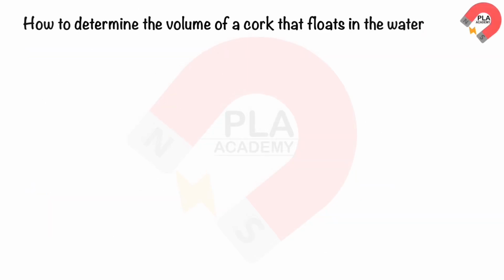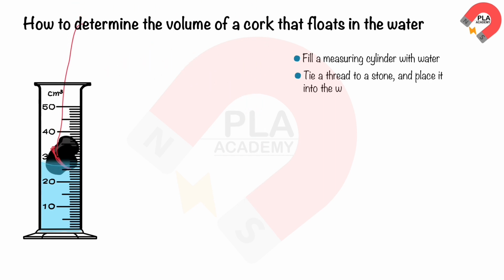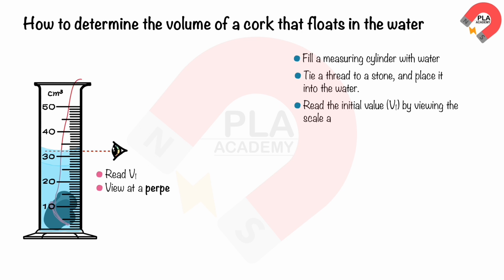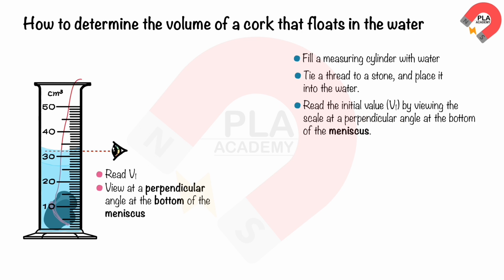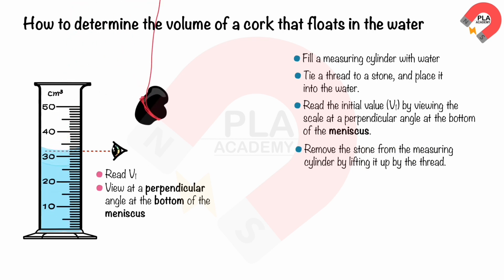How to determine the volume of a piece of wood that floats in water, such as a cork. Fill a measuring cylinder with water. Tie a thread to a stone, and place it into the water. Read the initial volume, V1, by viewing the scale at a perpendicular angle at the bottom of the meniscus as shown. Remove the stone from the measuring cylinder by lifting it up by the thread.